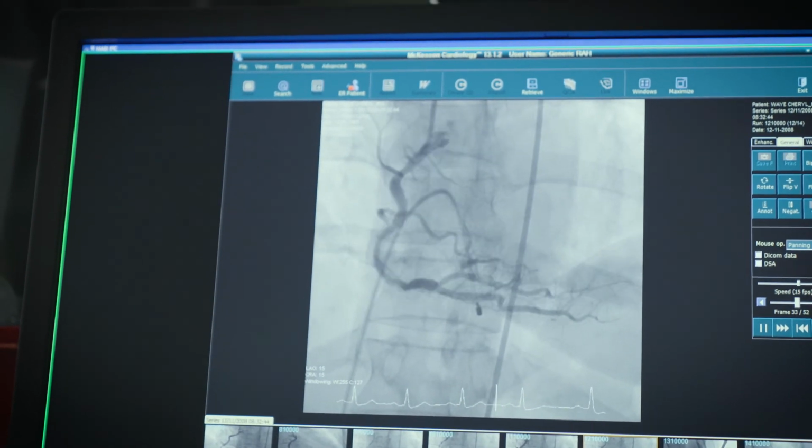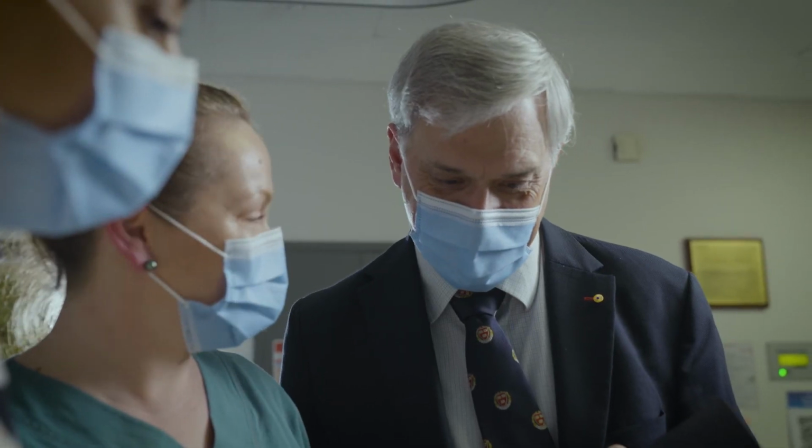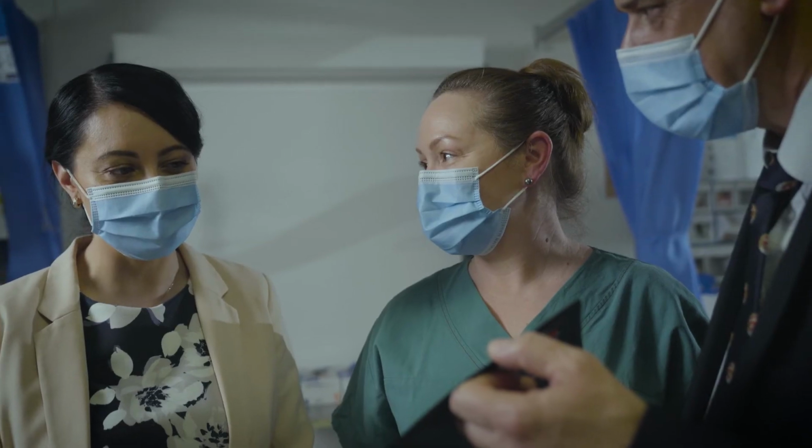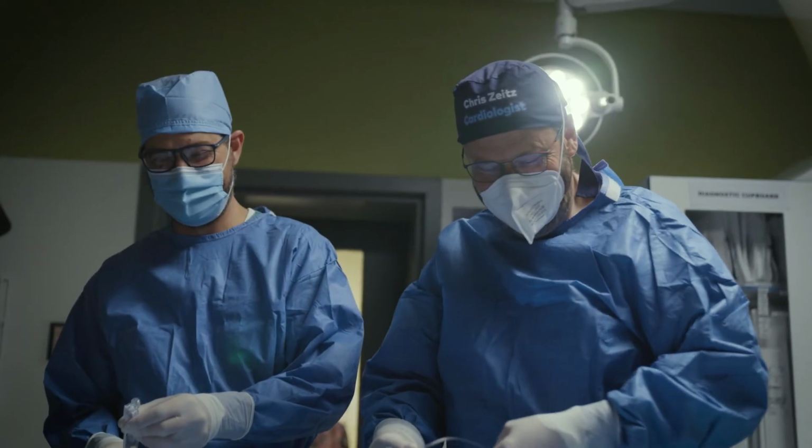So at the moment, functional angiography is not a routine procedure. So what we're trying to do is make sure that these are conducted as part of a standard of care for patients who have a normal angiogram, to really embed it as a standard practice in cardiology.